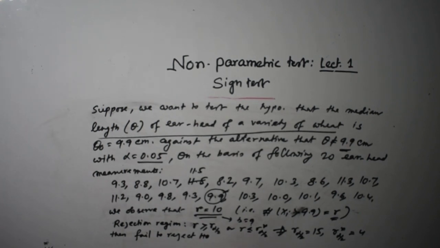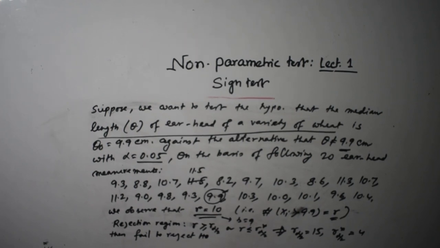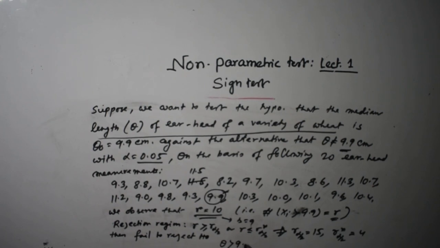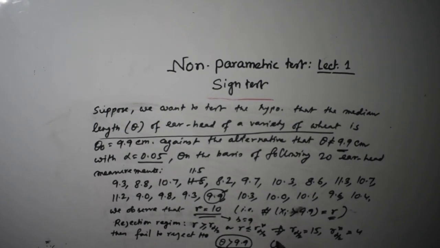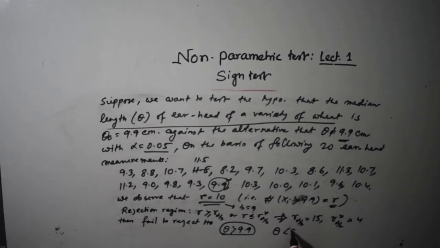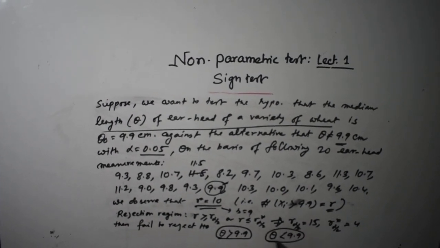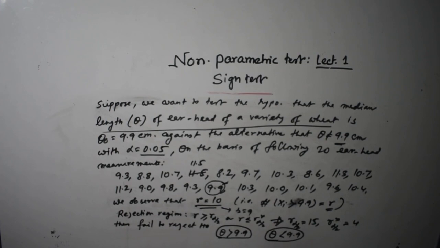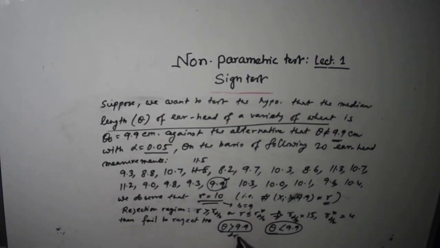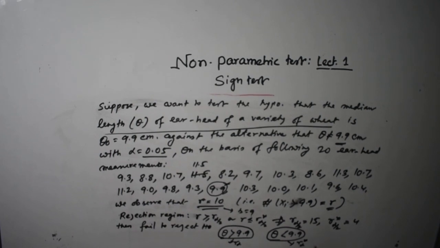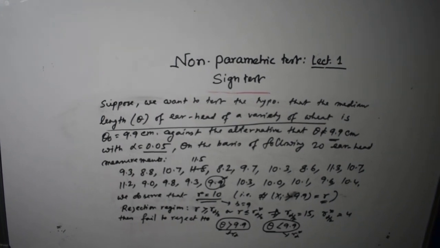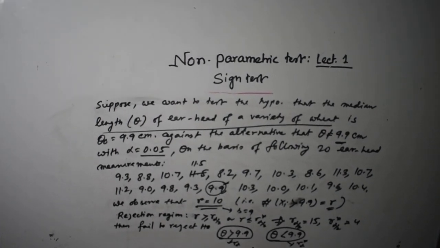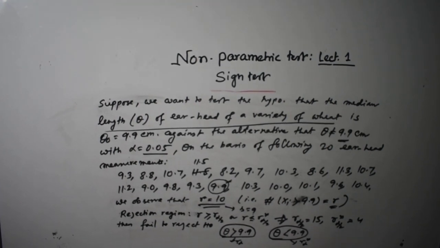Similarly, you can test if your alternative is theta greater than 9.9 for a right tail test, and if your alternative is less than 9.9, that is for a left tail test, you can find R alpha in one case and R alpha star in the other, and using the same procedure you can make a comment on your hypothesis. So this is your homework.